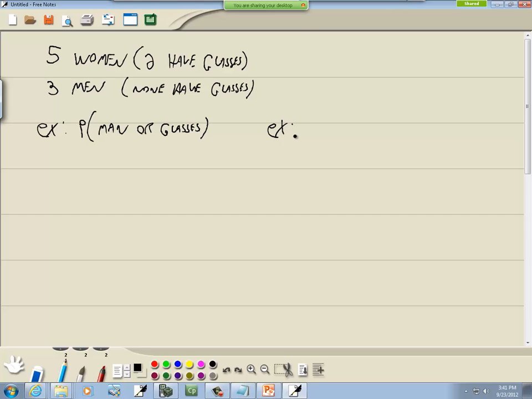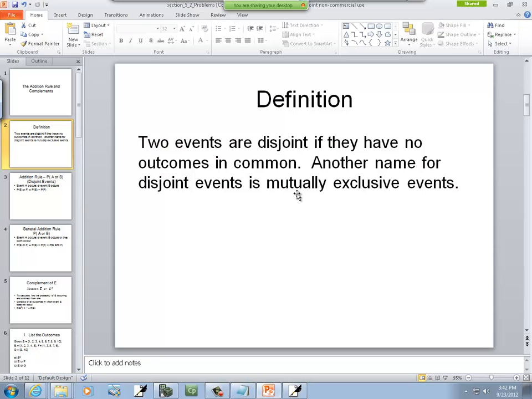Now, if you compare that against the probability of picking out a woman out of the class, or somebody who has glasses, well, this one right here, since 2 have glasses, we'll count the women here, but we also count 2 of the women here that have glasses. We'll count them twice. So that's the idea of them being mutually exclusive.